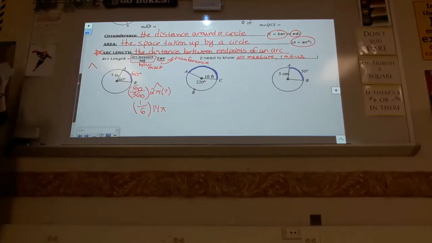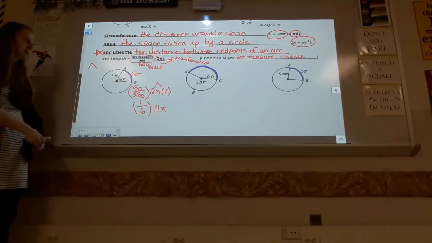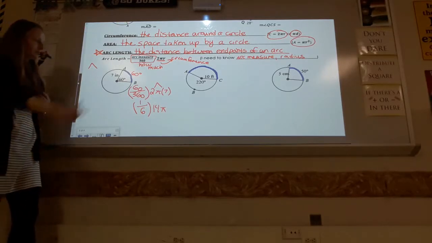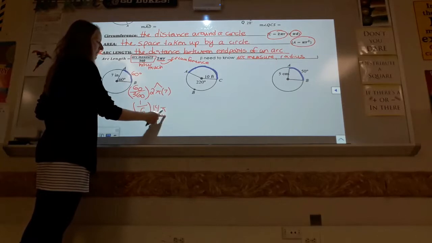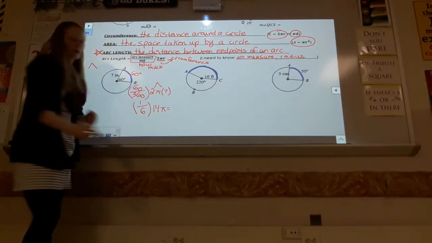So if you hit second and then the button underneath clear, the pi symbol should show up. If you have a different type of calculator, can't help you, don't know where it is. Alright, but you type 1/6 and then 14 and then the pi symbol and then push enter, and then what do you guys get?